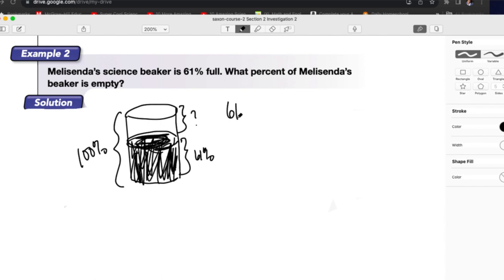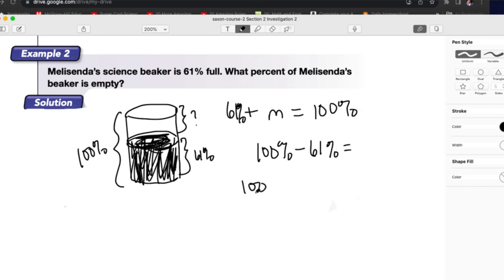So we know that 61% plus the amount that it's empty, let's call it M, has to equal 100%. So basically, this is a subtraction problem. We're going to take 100%, we're going to subtract 61%, and when we take 100 minus 61 with a little bit of borrowing, we're going to see that the answer is 39. So the final answer is 39%.